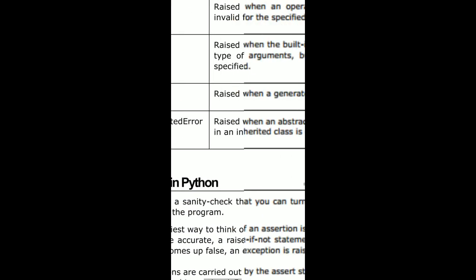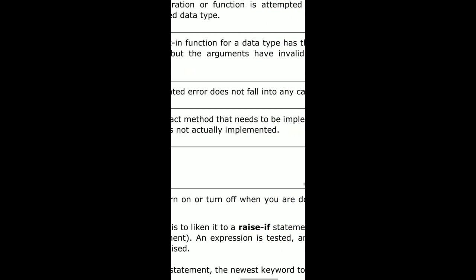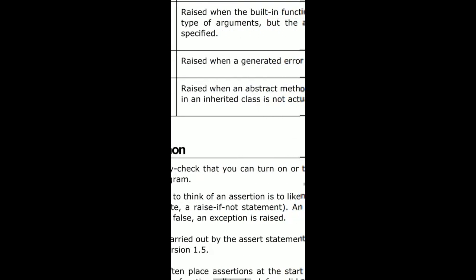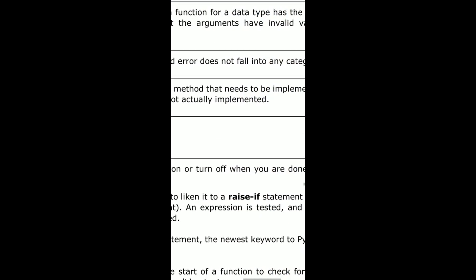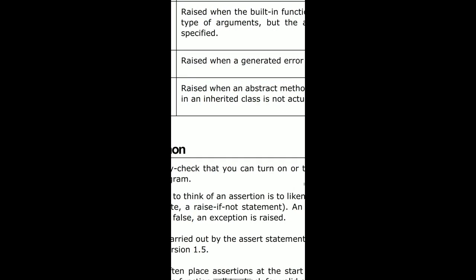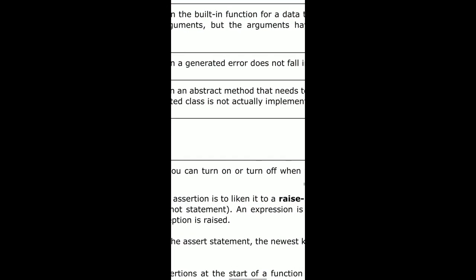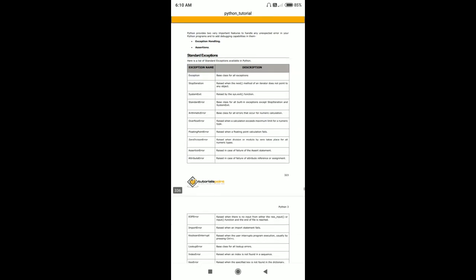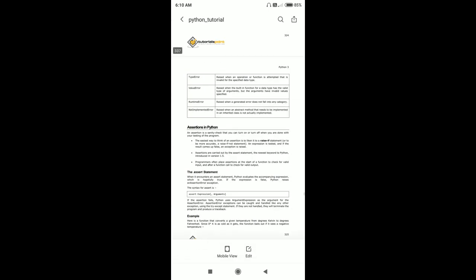Next is RuntimeError, raised when a generated error doesn't fall into any category. Next is NotImplementedError, raised when an abstract method that needs to be implemented in an inherited class is not actually implemented. So these are the errors and their descriptions, the error names along with their descriptions. Take a look at them.